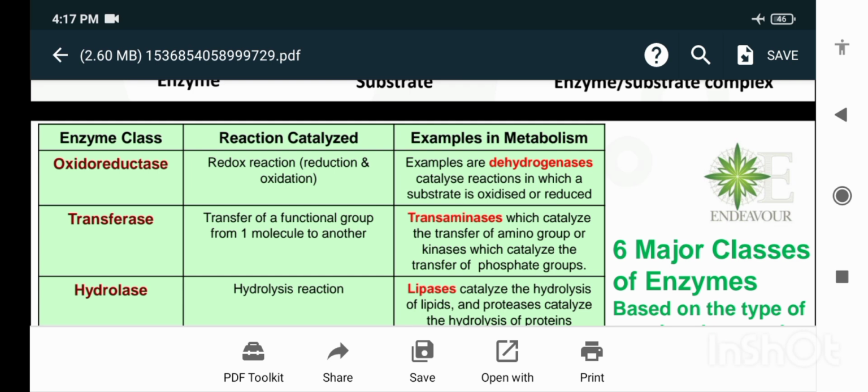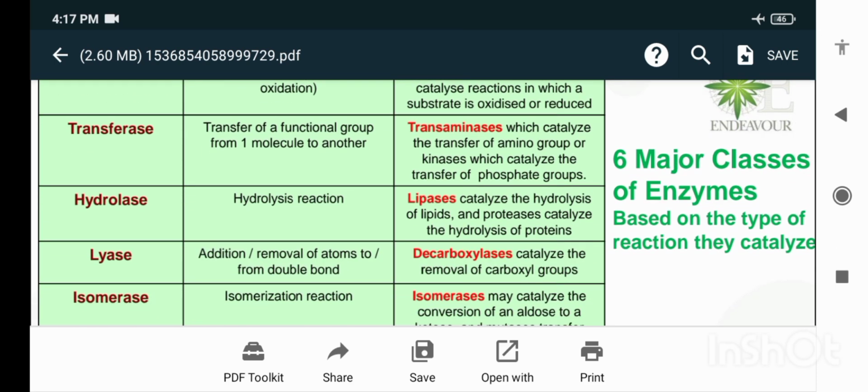First is the enzyme class oxidoreductase. The reaction catalyzed is the redox reaction, reduction or oxidation. Examples are the dehydrogenases, which catalyze reactions in which a substrate is oxidized or reduced. Transferase: transfer of a functional group from one molecule to another. Examples are the transaminases, which catalyze the transfer of the amino group, or the kinases, which catalyze the transfer of the phosphate group. Hydrolase: hydrolysis reaction. Lipase catalyzes the hydrolysis of lipids, and the proteases catalyze the hydrolysis of proteins.